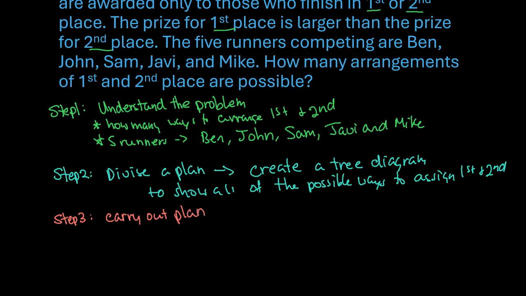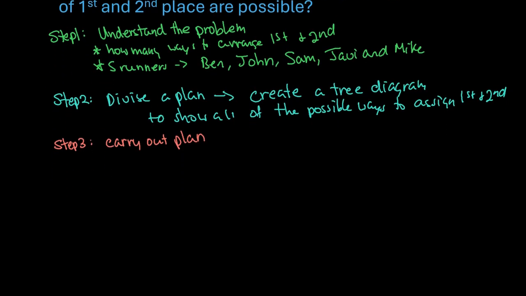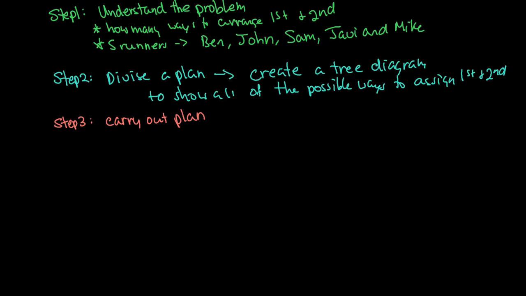Basically, what I'm going to do is I'm going to go through and list all of the possible first place winners. So either Ben, John, Sam, Javi, or Mike could come in first place. So first place, I'm going to write first. So it is possible that, and I'm going to save space, I don't want to take up too much space. So Ben could come in first place. John could come in first place. Sam could come in first place. Javi or Mike. So this is what is possible for our first place winners.